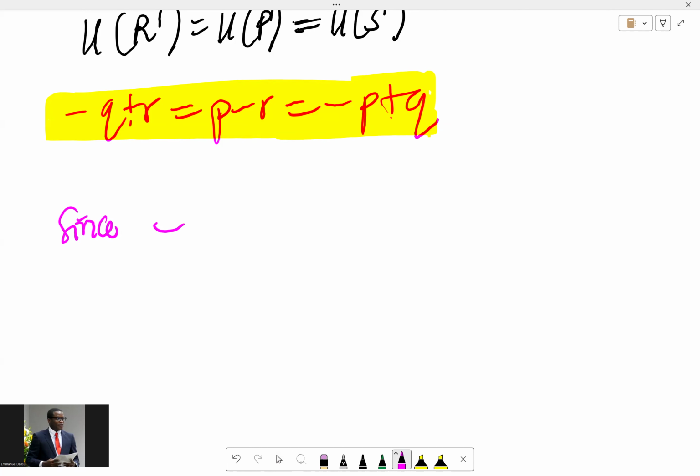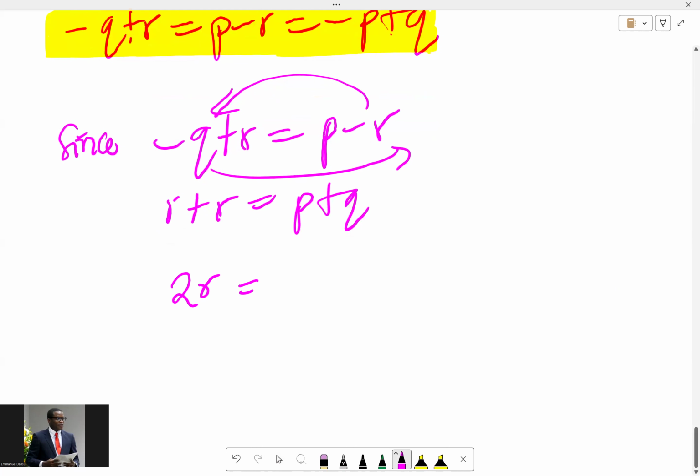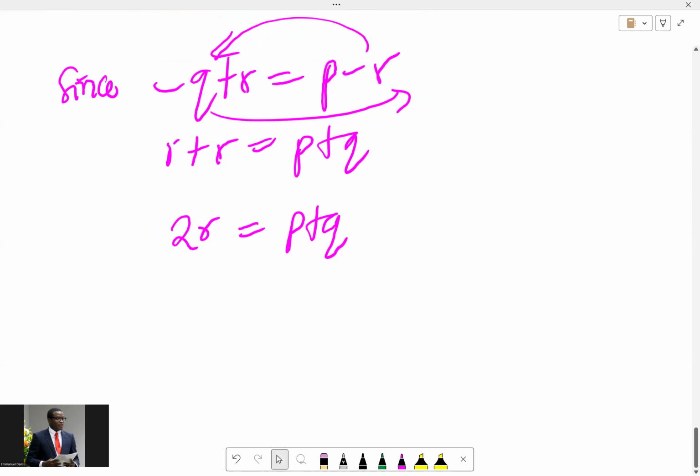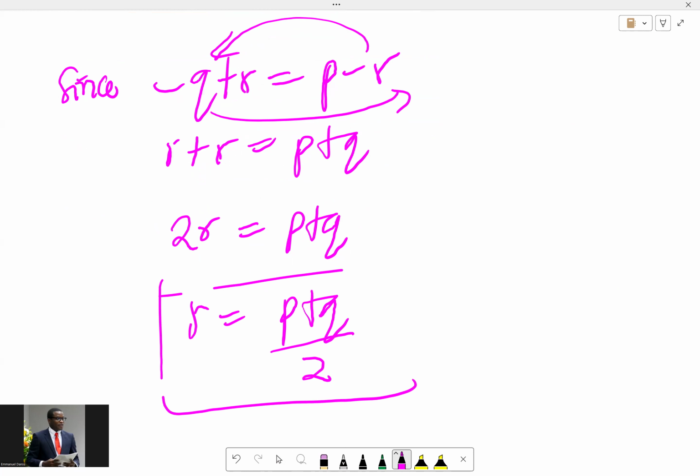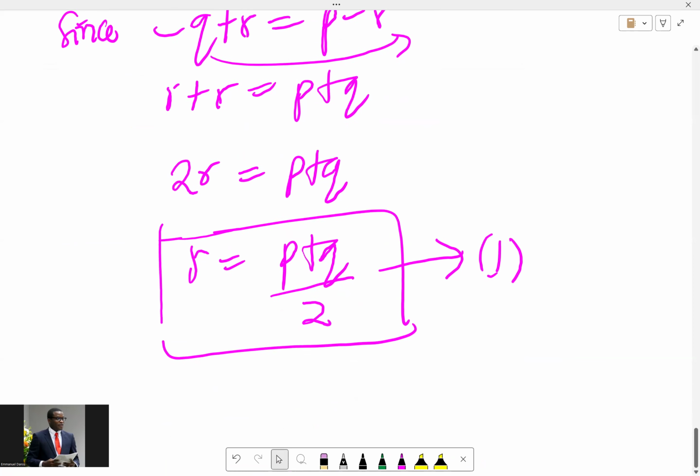Since minus Q plus R is equal to P minus R, what does that mean? That simply means that R plus R, if you bring this R here, is equal to P plus Q. So 2R is equal to P plus Q, meaning R is equal to P plus Q all over 2. We can hold this as equation 1, or call it whatever is convenient. So we have R equals P plus Q over 2. That's one way, so we can hold that.